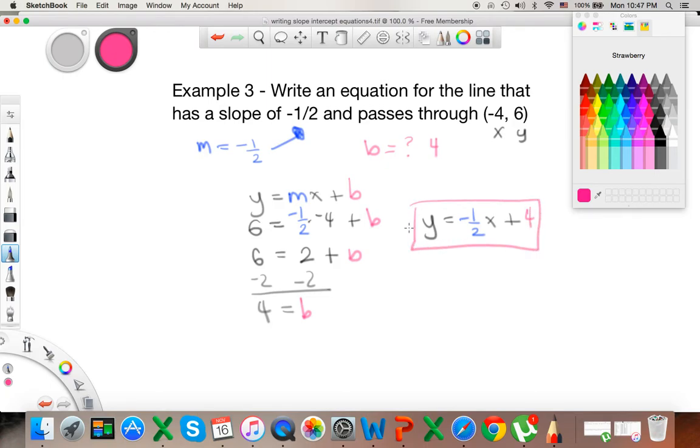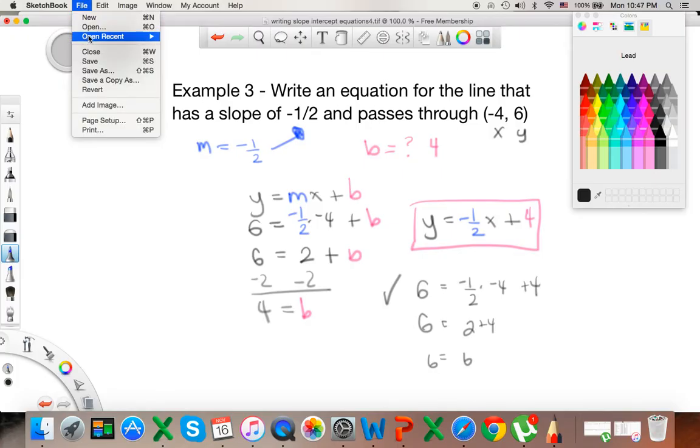Y equals -1/2 x plus 4. If we want to make sure that it's correct, which is of course always a good idea, what we can do is substitute in x and y. I can say, okay, 6 equals -1/2 times -4 plus 4. And let's see if it balances. 6 equals +2 plus 4. 6 equals 6. And yes, it does, in fact, work.